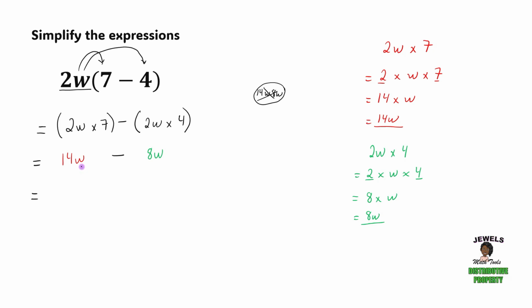So we're now going to subtract our 8 from our 14. So when our 8 is subtracted from 14, we will get the difference of 6. And remember that we did have a variable with our term, so we are going to return that variable to our solution as well. And our answer for this question will be 6w.